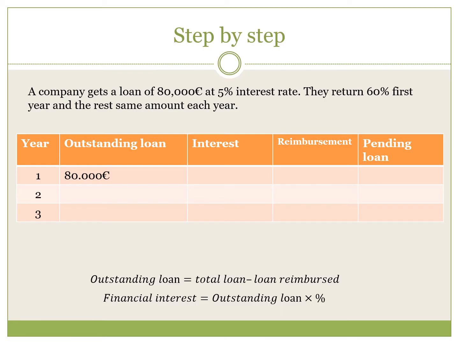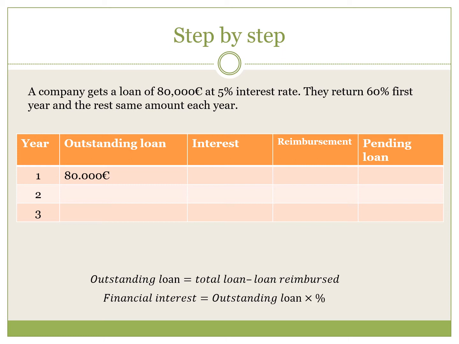So we're going to see this with an example because it's the easiest way to do it. Let's imagine a company that gets a loan of 80,000 euros at a 5% interest rate. They return 60% during the first year and the rest, same amount each year.